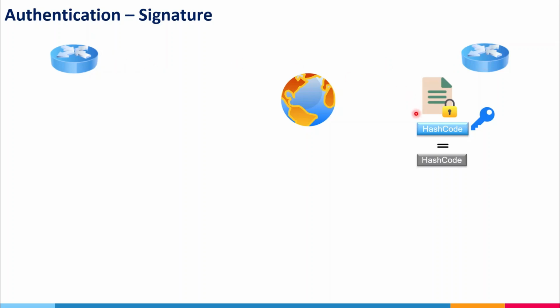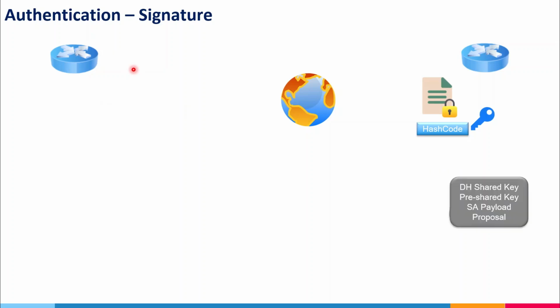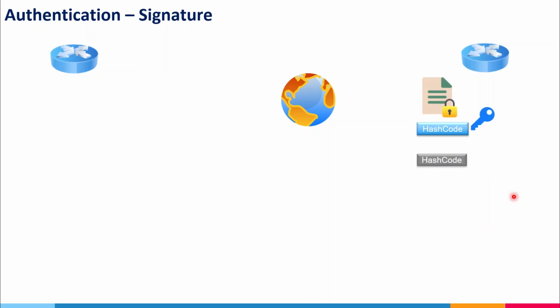So in this case you don't use a pre-shared key. If you observe this pre-shared key, you ignore it. This should not be there. It won't be using pre-shared key. It will only use a DH shared key, SA payload, proposal, and other parameters, but pre-shared key should be eliminated here. So now everything is dependent on the certificates.